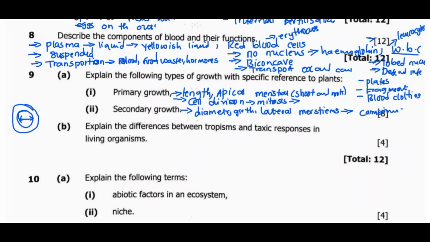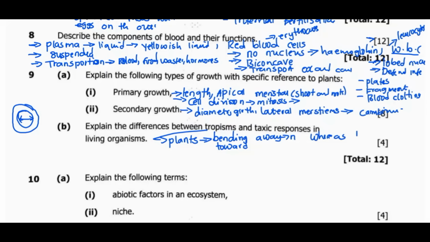Then we go to question B. Explain the differences between tropism and taxic responses in living organisms. If you look at tropism, the first one, tropism is found in plants. This is the kind of response where a plant responds by bending. It can be bending away or toward a stimulus. Away is negative, and toward is positive.